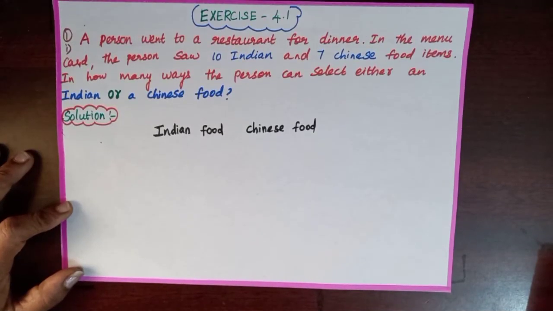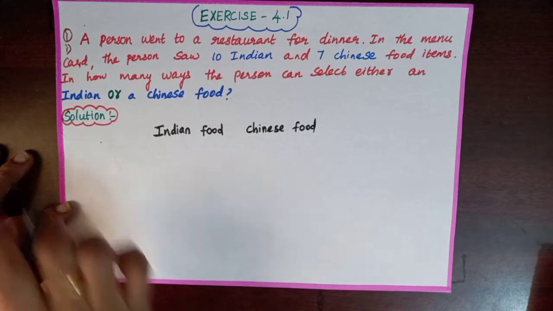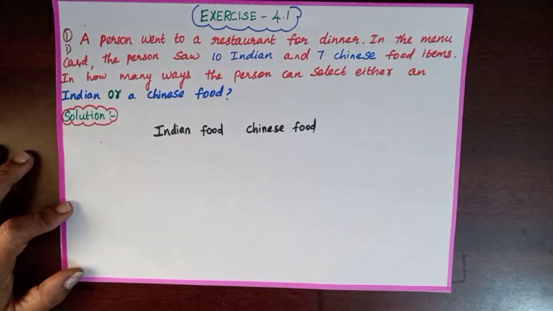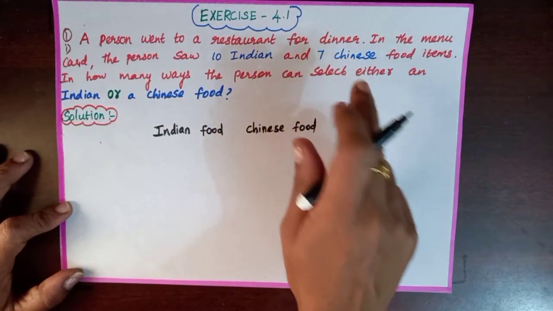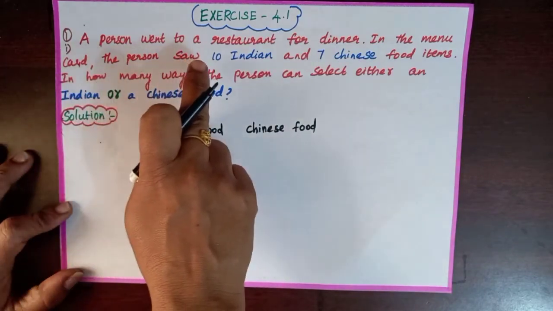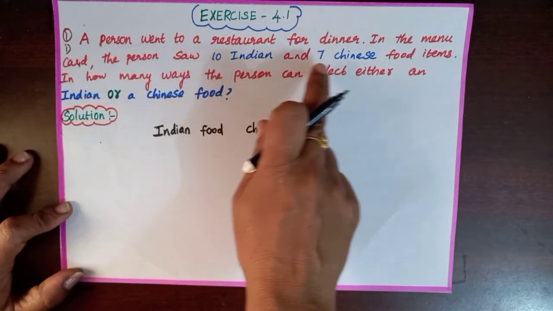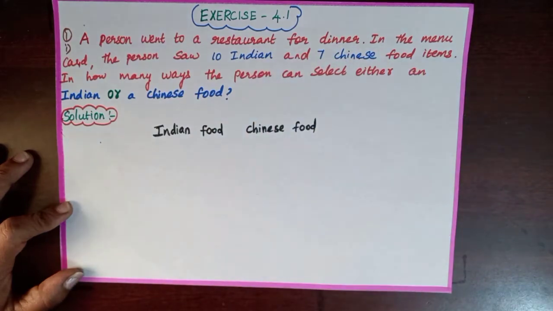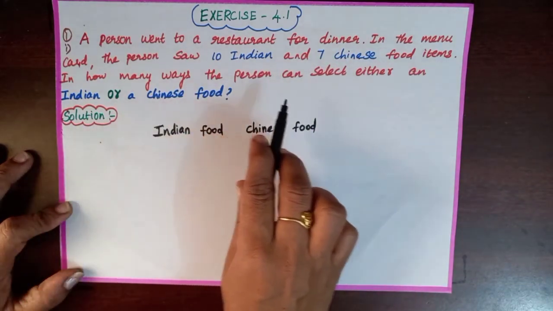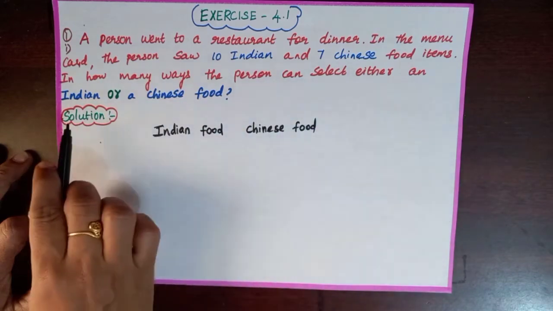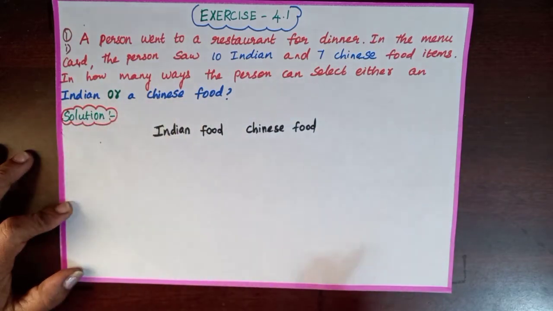In the last session, we have discussed sum rule and product rule. I hope you have completed the homework. In this session, we are going to work out problems in exercise 4.1. Question number 1. A person went to a restaurant for a dinner. In the menu card, the person saw 10 Indian and 7 Chinese food items. In how many ways can the person select either an Indian or a Chinese food?